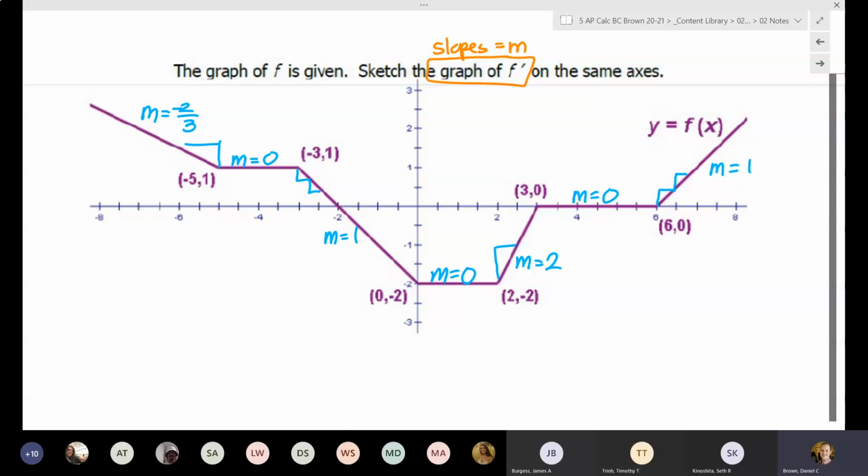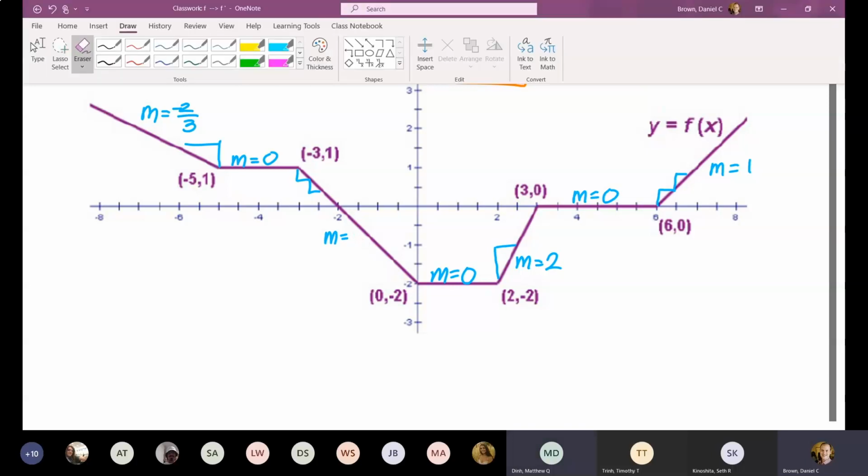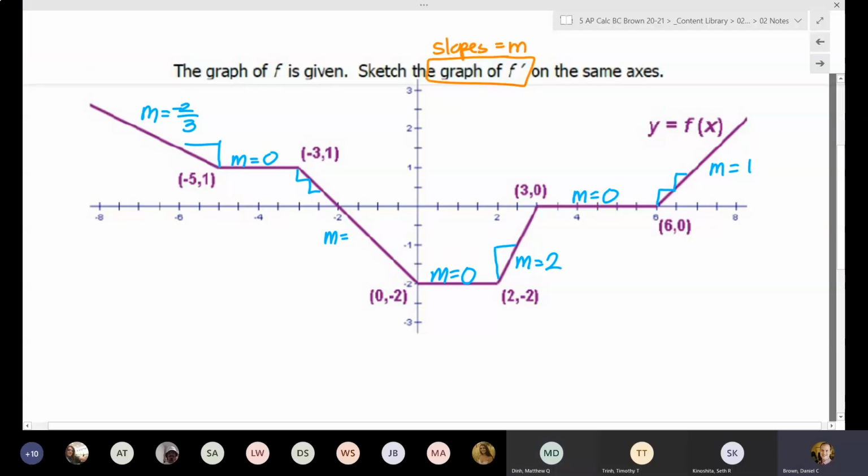Go ahead, whoever's asking a question? Shouldn't the slope of the second one be -1? Yes, I wrote +1, and that's a big mistake of mine. Thank you, Matthew. -1. So again, I found them, but you can find just as easily the slopes of those segments.